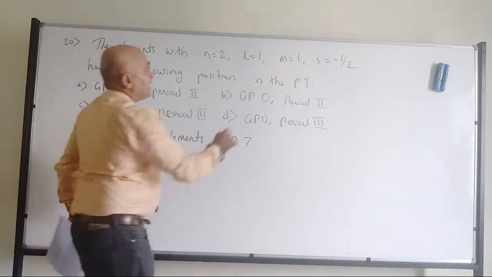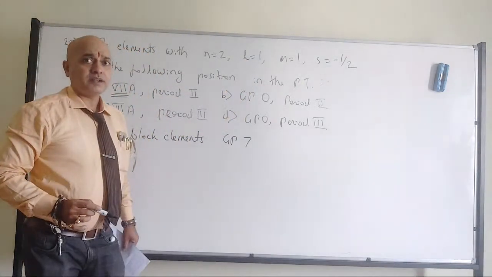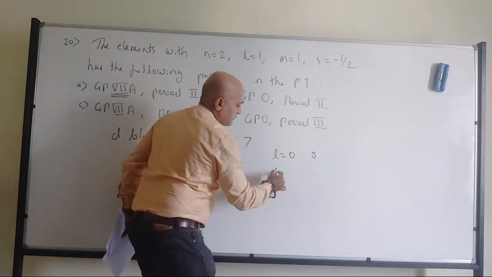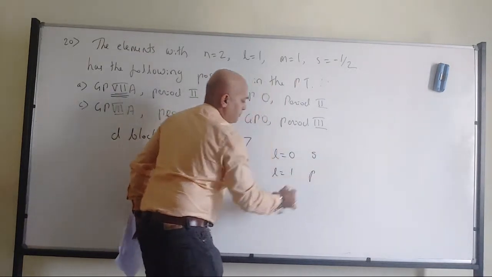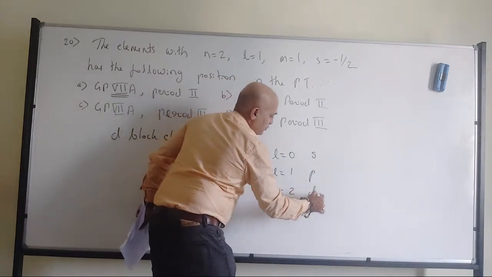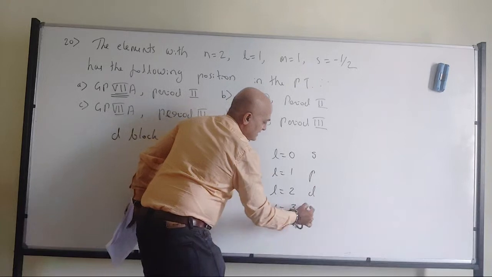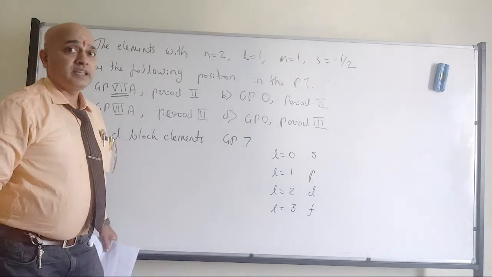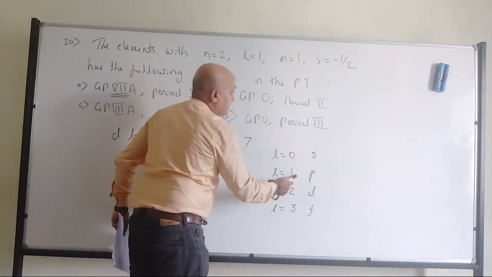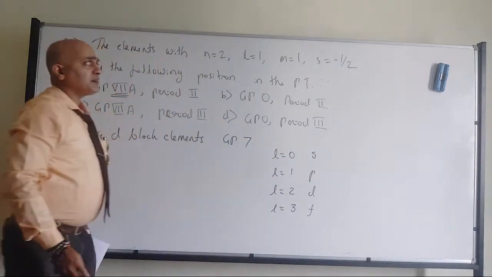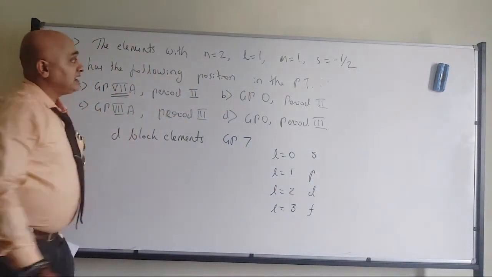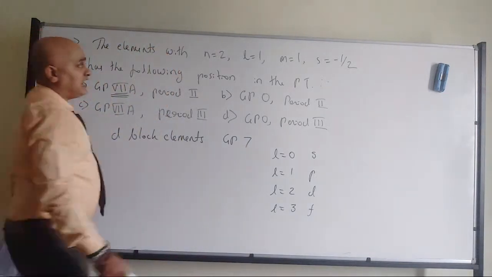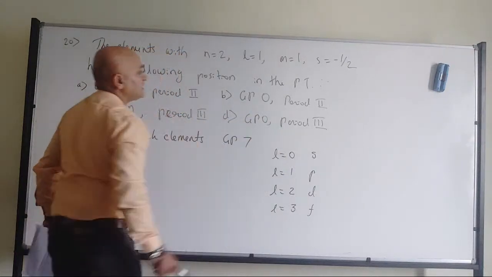So the l value should have been different, because when l is equal to 0, we are talking about the s subshell. When l is equal to 1, we are talking about p. When l is equal to 2, d. When l is equal to 3, f. So what is the l value they have given? They have given l as 1, so they are talking about the p subshell. Naturally, which period should it belong to? Second period only. So naturally it will be group 0 and period 2.